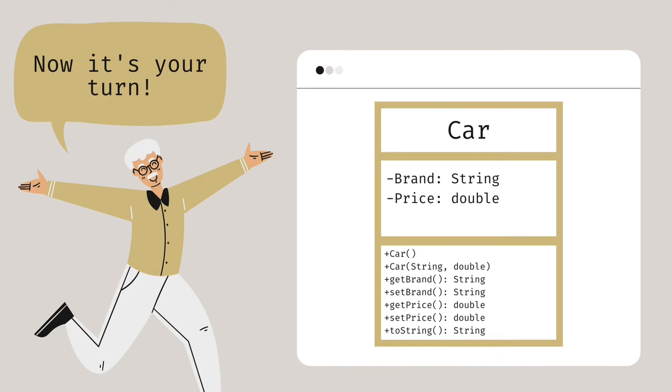Welcome back. Let's discuss the diagram and check if you did it the right way. First, the class name is car as shown in the upper part. In the second section we can see that it contains two variables, private string brand and private double price. And from the last section we conclude that we have a default constructor, initialization constructor, getters and setters for both the string brand and the double price. And finally the toString method.